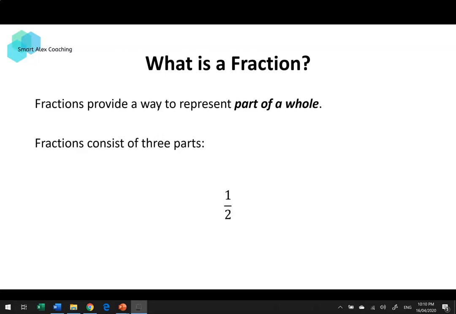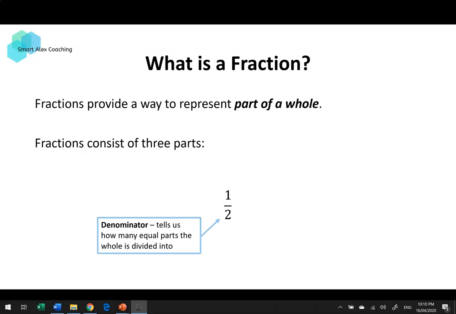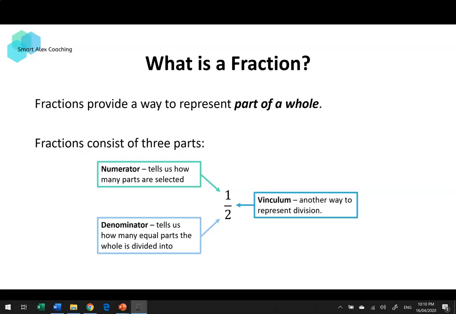Let's look at the example of a half. The bottom number, 2, is called the denominator. It tells us how many equal parts the whole is divided into. The top number is called the numerator, and it tells us how many parts are selected. The horizontal bar has a special name which is called the vinculum, and it is another way to represent division.